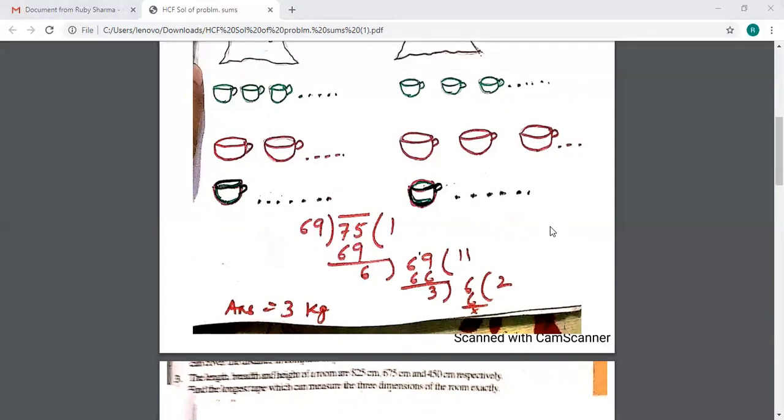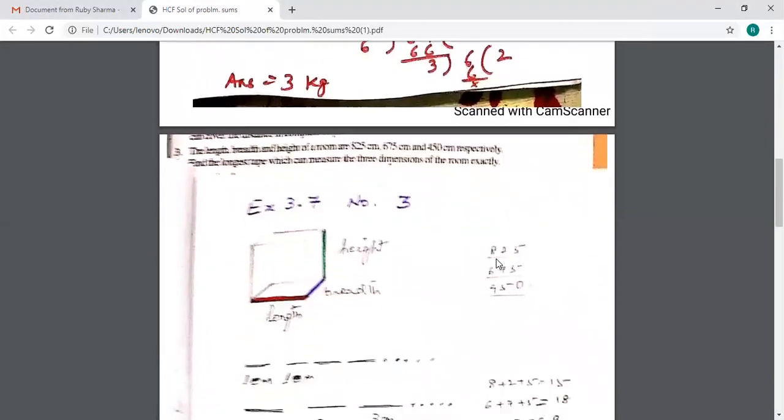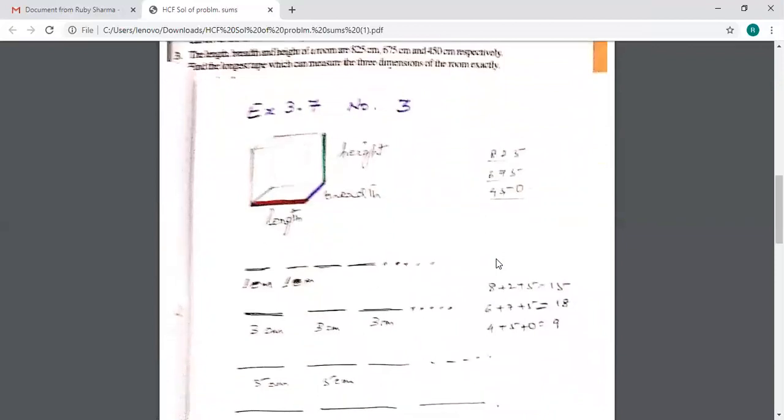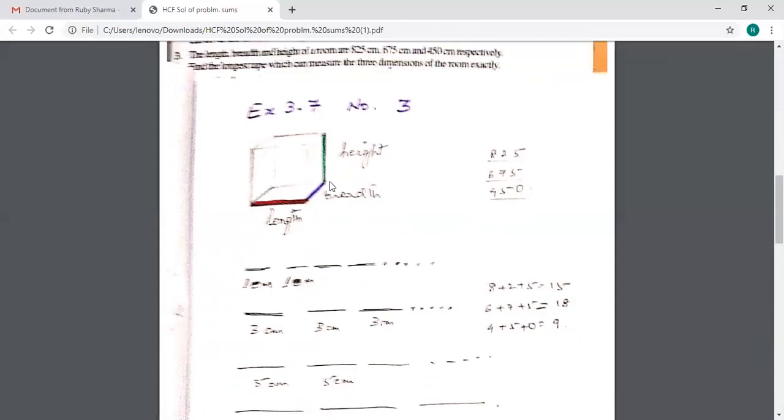So now we come to the next question. The length, breadth, the question is not very clear, but you can see from your textbook, the length, breadth and height of a room are given as 825 centimeter, 675 centimeter and 450 centimeter. So the length, breadth and height of a room are given. Where you're sitting and studying, you just imagine that room has a length, breadth and height, isn't it? So you think of it that way.